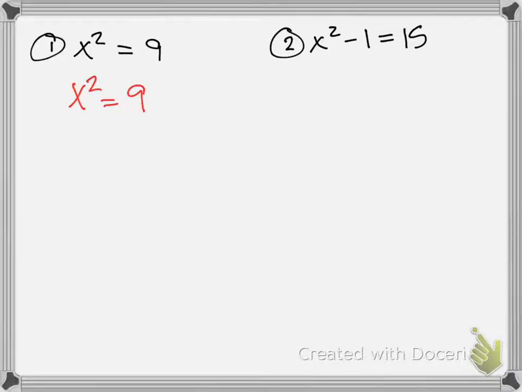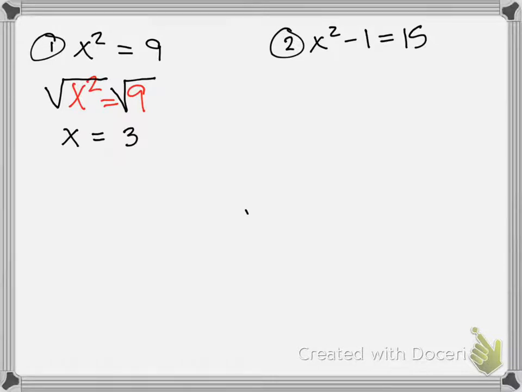The only thing I have to get rid of is that squared. So what I'm going to do is take the square root of both sides. So this is my square root symbol. So by doing that, the x squared and the square root cancel each other out. I'm left with just plain x. On the other side, I'm going to take the square root of 9. The square root of 9 I know is a 3.